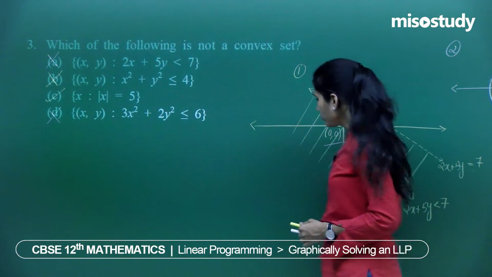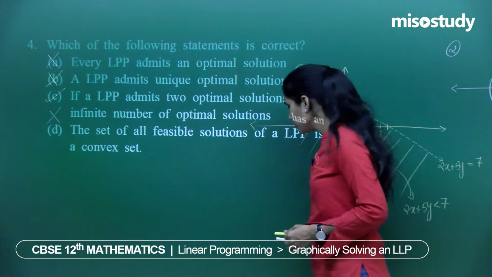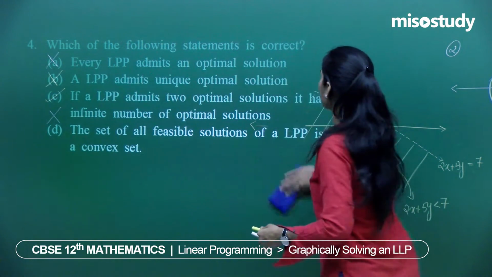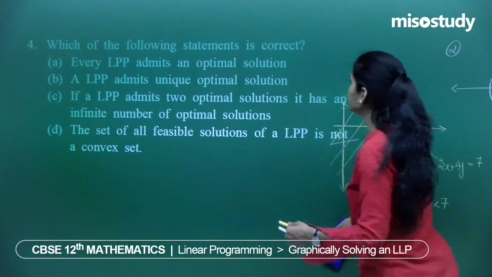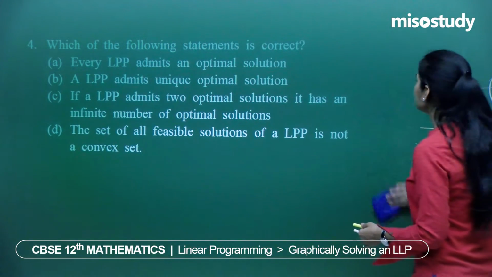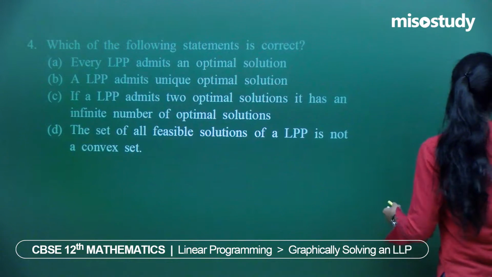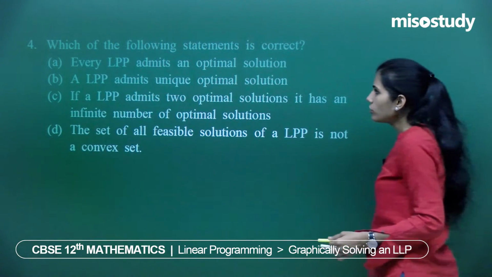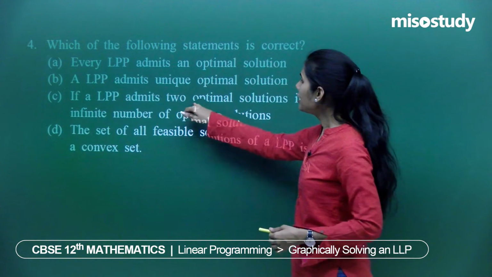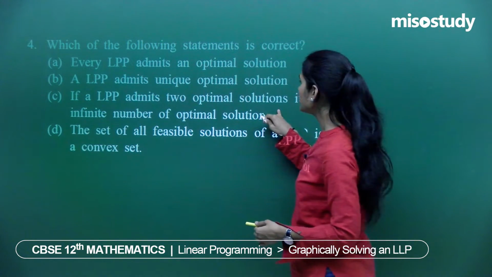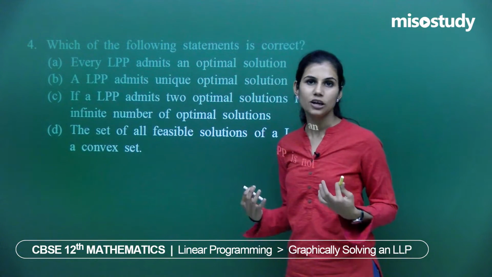Fine. Moving to the next, we have which of the following statements is correct? Every LPP admits a solution, wrong. An LPP admits unique optimal solution, wrong. We have witnessed LPPs which have more than one optimal solution. A is wrong, B is wrong. If an LPP consists of 2 optimal solutions, then it has infinitely many optimal solutions.